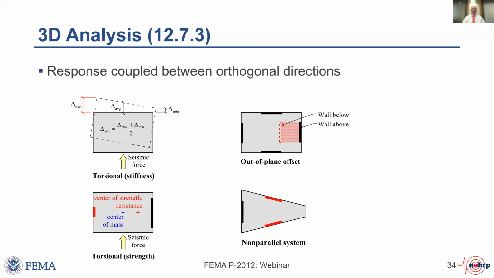ASCE 7-22 identifies where three-dimensional analysis is required. And the big idea is if in plan you could get coupling in the two directions, then you need to consider a 3D analysis or else you'll miss that coupling. So that's true for torsional systems, out-of-plane offsets, and non-parallel systems.